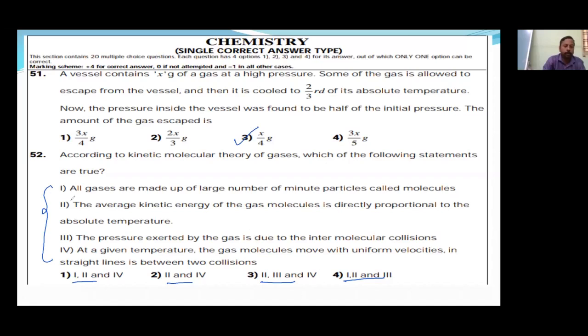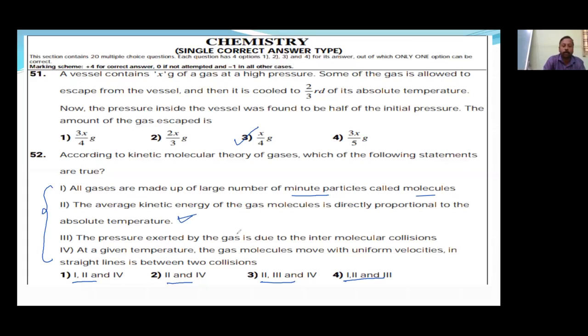Okay. So here, all gases are made up of a large number of minute particles called molecules. That is correct. Then, average kinetic velocity of the gas molecule is directly proportional to temperature. That is also correct. Then, the pressure exerted by the gas is due to intermolecular collision. No, this is wrong.